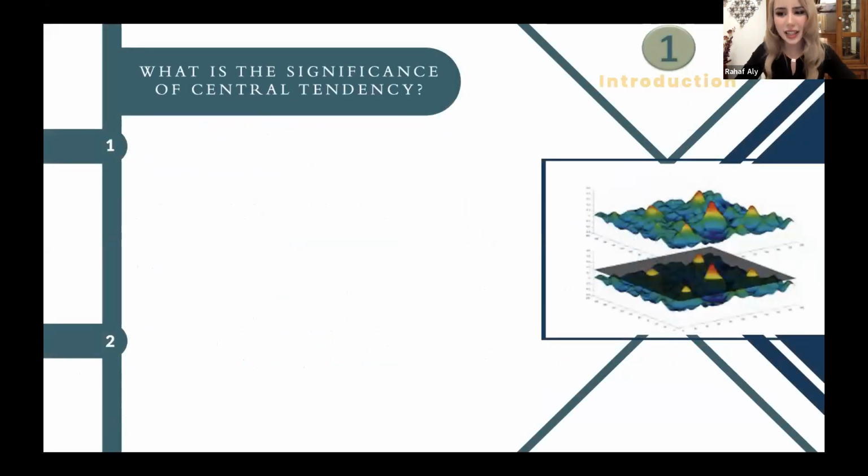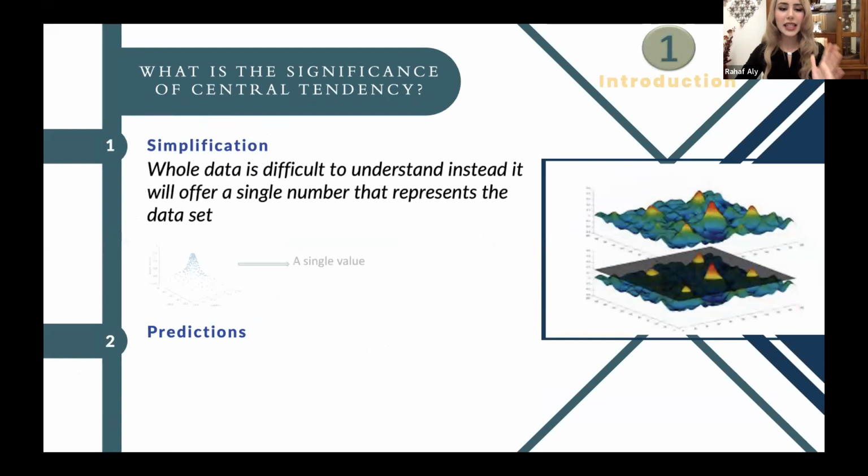So what is the significance of central tendency? Well, central tendency offers us two things. First of all, simplification and prediction. Simplification is going to help translate this complicated data to give us a single value.